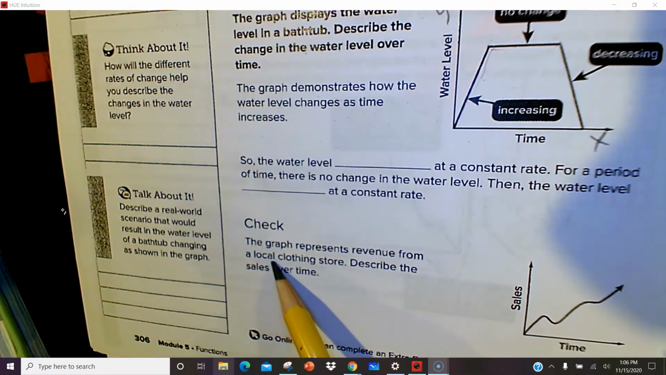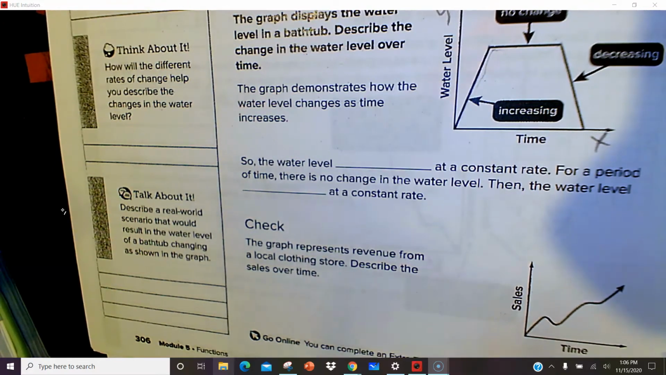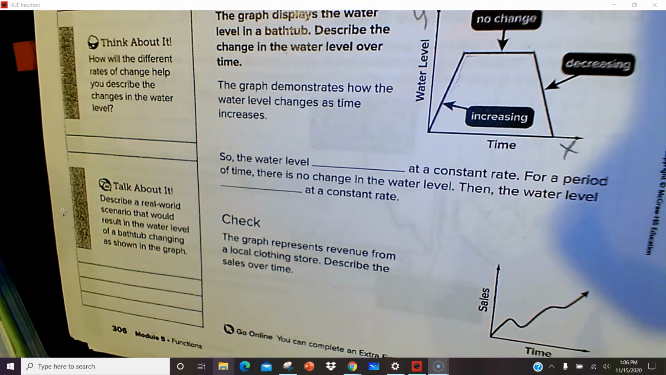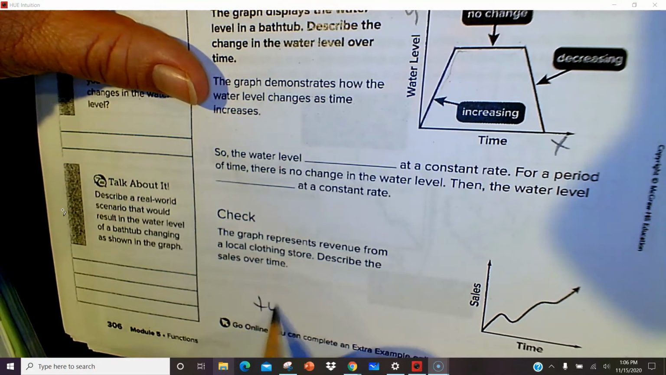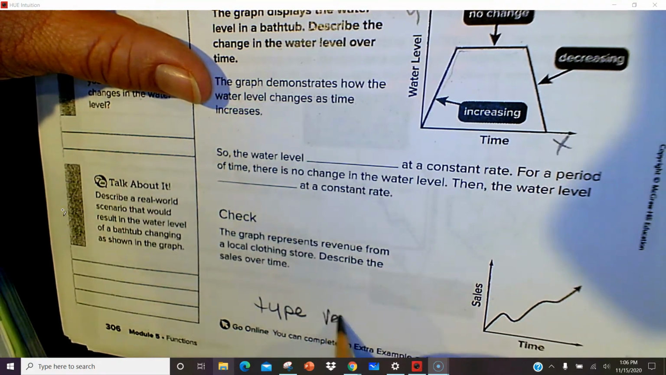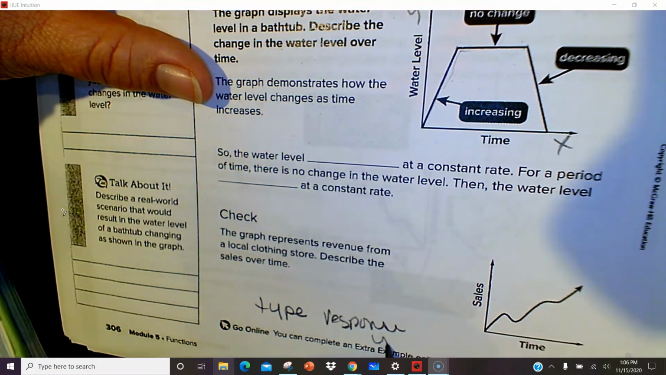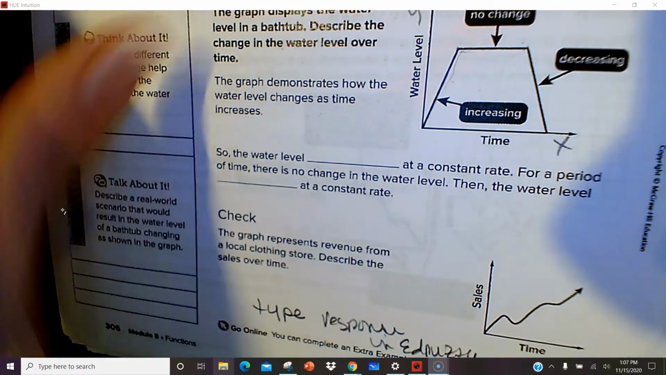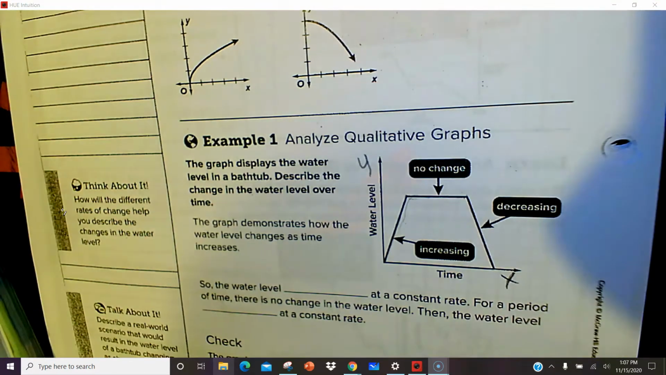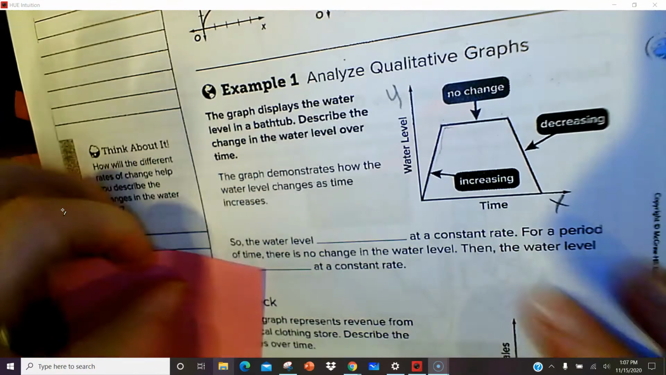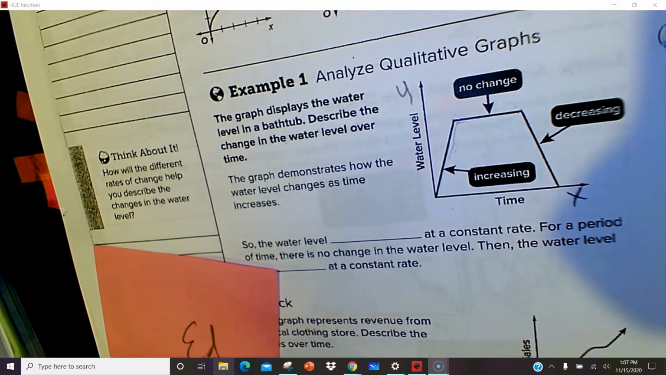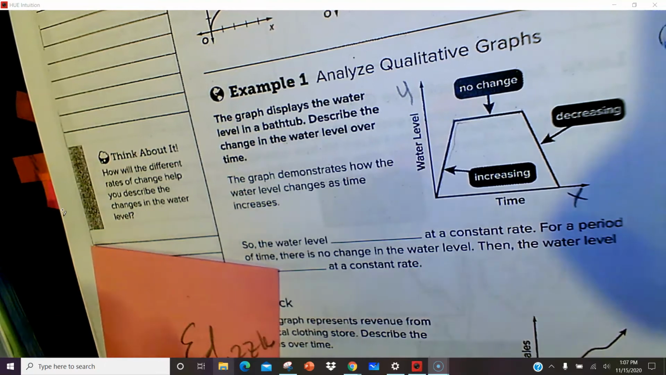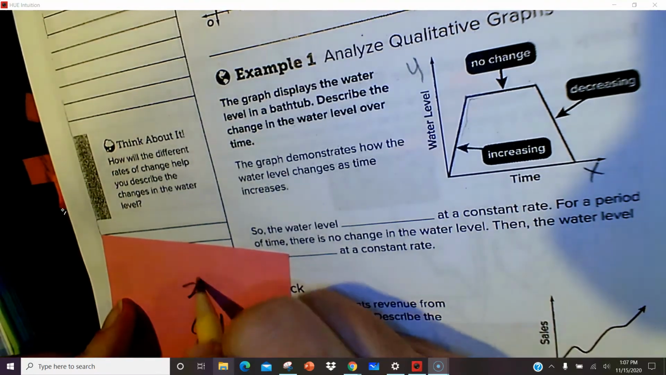Take a look at the check right here. I want you to type your responses in the Edpuzzle. Okay, hopefully that's pausing for you. I'll put a big sticky there so I can know. Type responses in Edpuzzle.